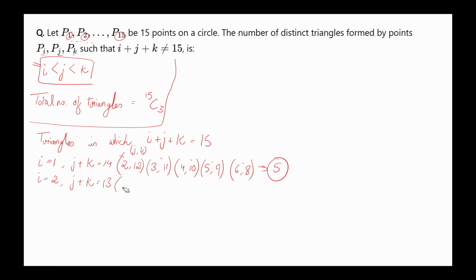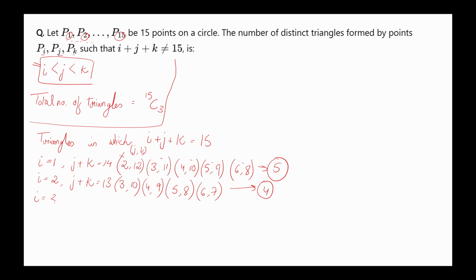There can be 2, again I cannot take j as 2, because if I take j as 2 it would be equal to i. However, I have to keep my j greater than i, so I have to start with 3. So 3, 10 is one possibility, 4, 9 is one possibility, 5, 8 is one possibility, and 6, 7 is one possibility. So we get 4 possibilities from here.